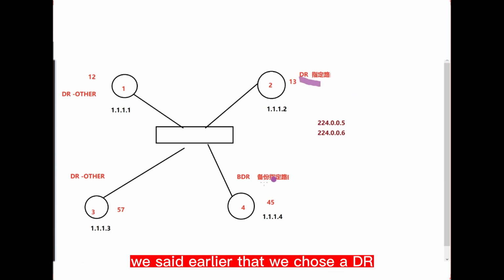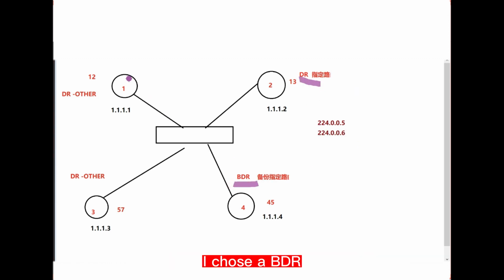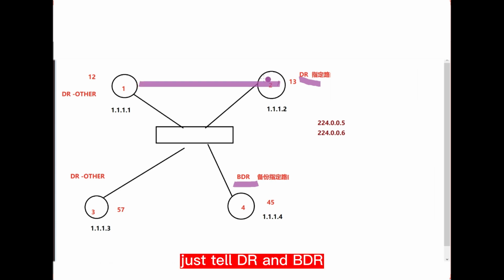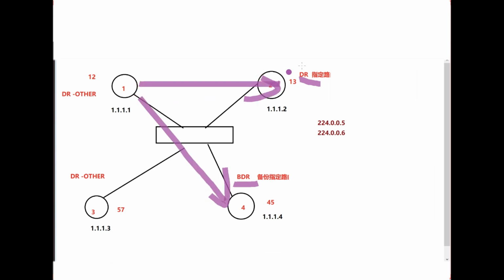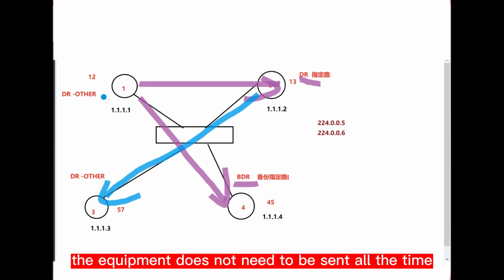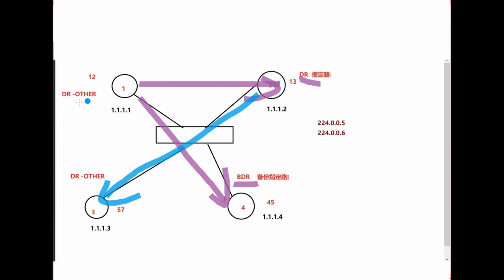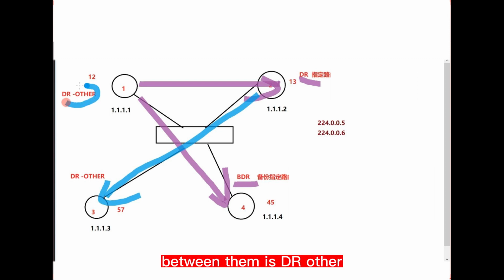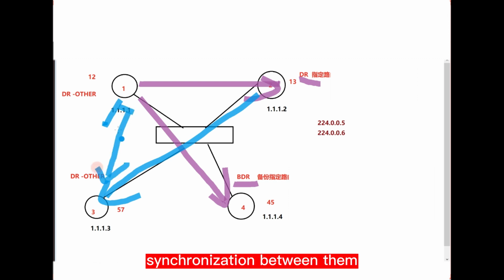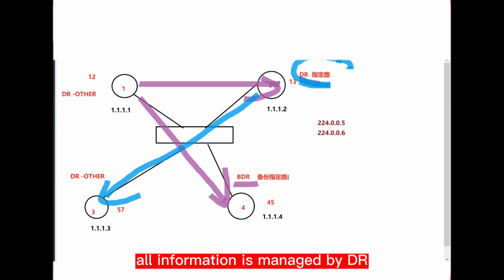We said earlier that we choose a DR and a BDR. This means that when a device is updated in the future, it just tells DR and BDR. In the future, the DR will tell other devices, so the equipment does not need to send updates all the time. Notice, between DR others there will be no database synchronization. All information is managed by DR.